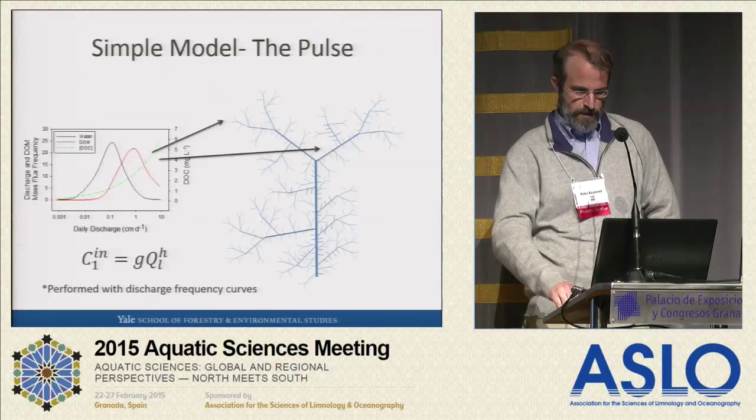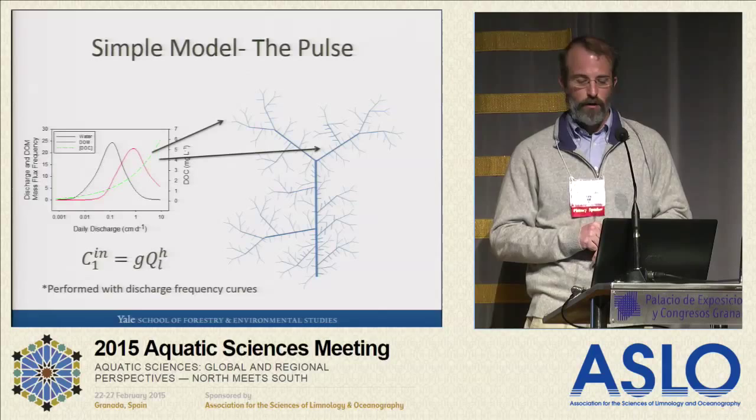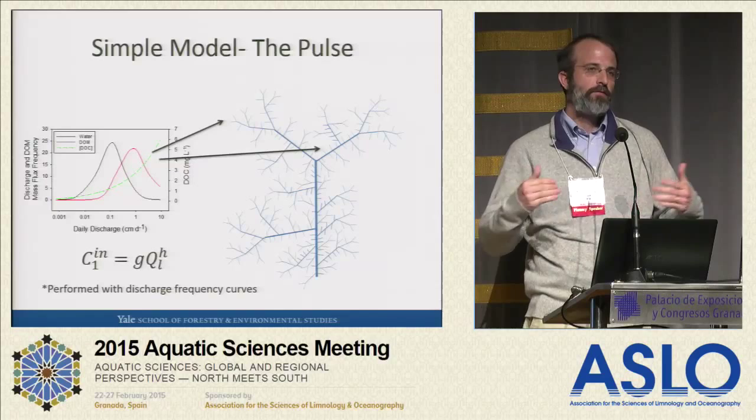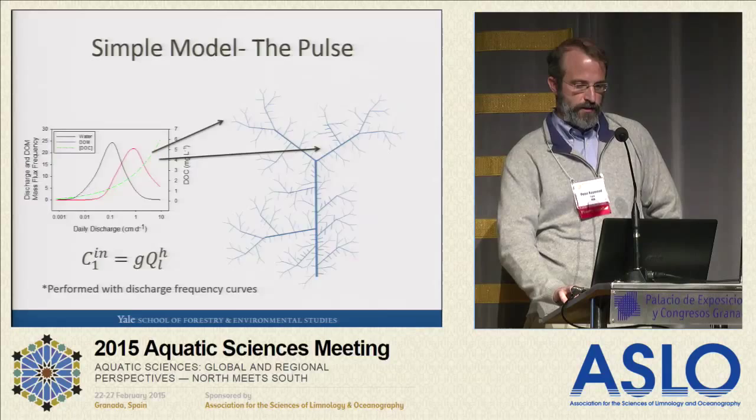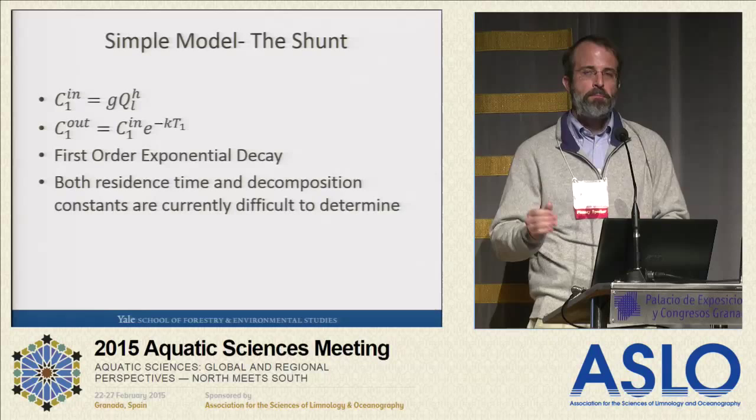And so the way this model works is you pulse this organic matter in with some of the hydrologic frequency graphs I showed earlier. You allow it to go in at stream orders all along the network, and then you try to follow it and allow it to be removed by reactions as it flows down. To do this, we're right now just using very simple first order exponential decay, where the organic matter comes in and it's removed as a function of a decomposition constant and a residence time.